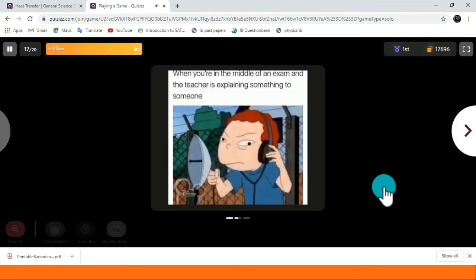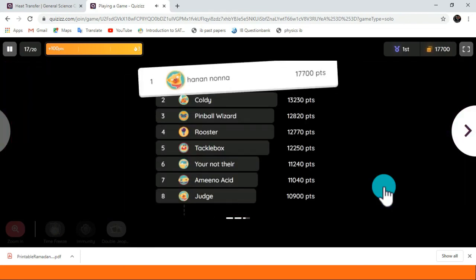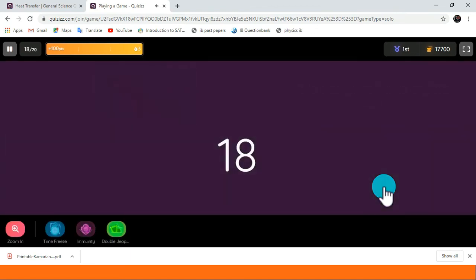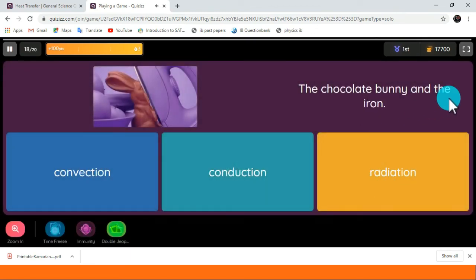The last two questions. The chocolate bunny and the iron. Look, iron, chocolate bunny, they are in contact, so conduction.